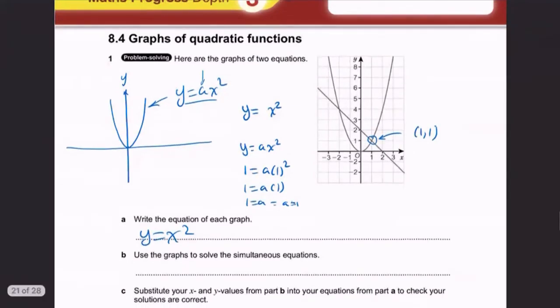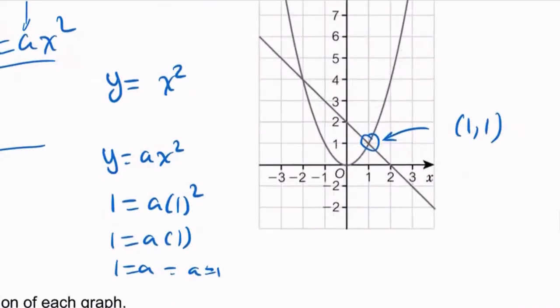And the line, how can I get this line? I think we covered straight line equations. So I need somebody to tell me how to get the equation of that line. The equation of a straight line equals what? y equals mx plus c, right? Do I have c, or do I need to calculate c?